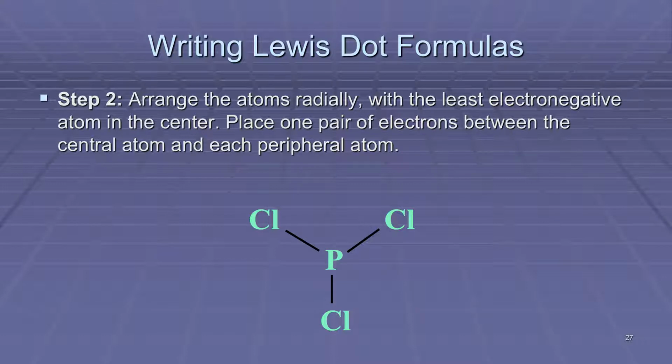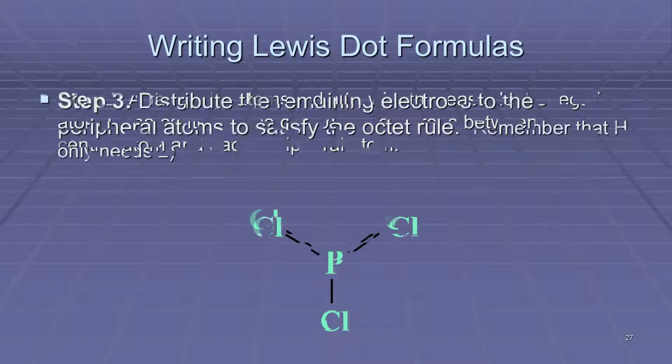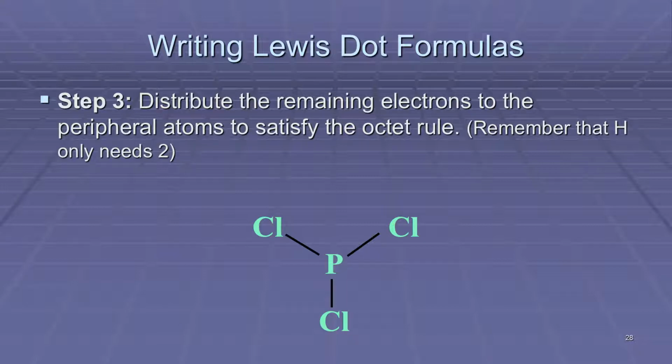And then you want to put a pair of electrons between the central atom and each of the atoms surrounding it. So what's happened here? I've used up some electrons to make a bond. I've used 2 electrons per bond. So far I've used 6 electrons out of my 26. If I had 26 to start with and I've used up 6, I still have 20 electrons.